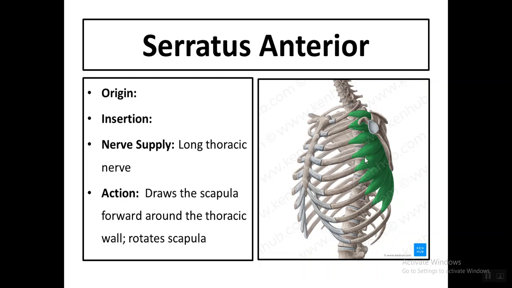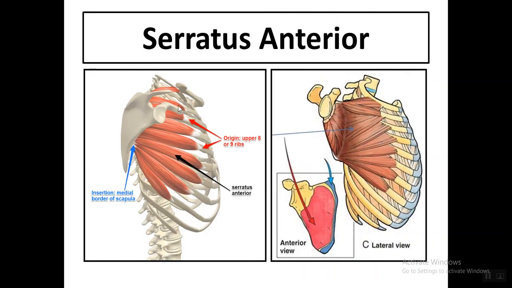Around the thoracic wall. Also, another action: it rotates the scapula, so it helps us with rotation of the scapula. We can see from this drawing the origin of the serratus anterior from the upper 8 ribs, and it is inserted backward into the medial border of the scapula and its inferior angle, and it will assist in the forward movement of the scapula and also in its rotation.